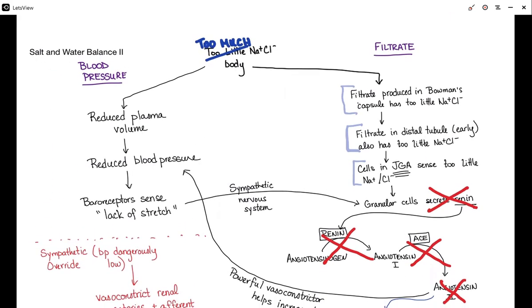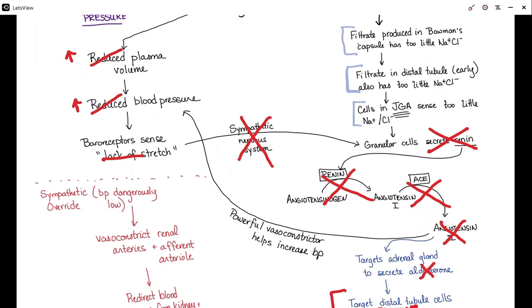So hopefully you can see how you can do the reverse. And the same is true on the blood pressure side. We're going to have increased blood volume, which is going to be increased blood pressure, which is going to make baroreceptors sense stretch, which means the sympathetic nervous system does not talk to the granular cells. And obviously there's no converse to this. This doesn't happen.